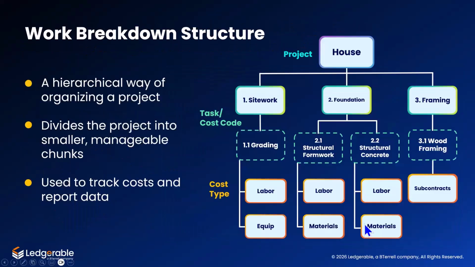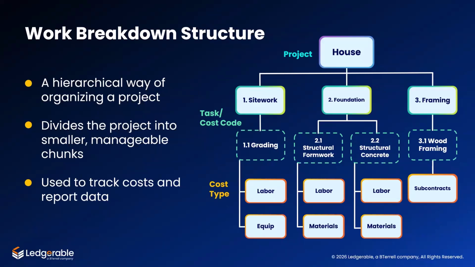Now let's tie dimensions to the work breakdown structure, also known as WBS. WBS is a hierarchy that breaks your project into manageable pieces. It's how project managers control costs, forecast, schedule, procurement, and assess risk. In Sage Intacct Construction, you can use dimensions to build that structure.